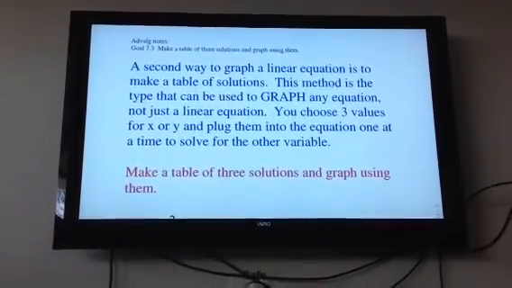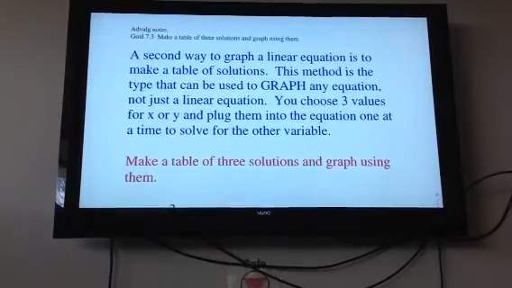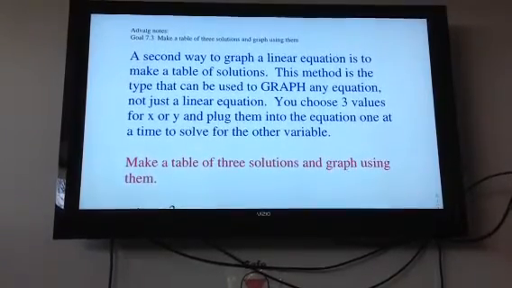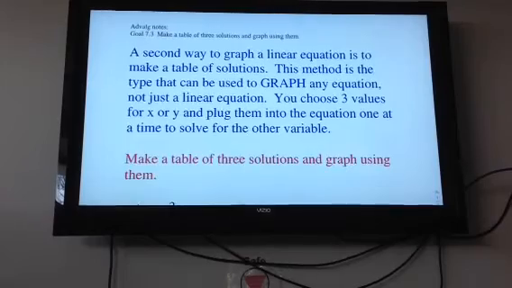We are learning our second way to graph a linear equation. And this is where we're going to make a table of solutions. This method could be used to graph absolutely anything. Intercepts don't always work.